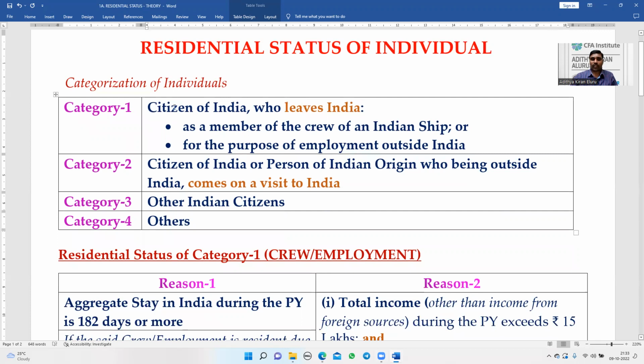The first category of people is outgoing people who leave India. The second category is incoming people who come on a visit to India. The third category is other citizens. These other citizens are neither coming to India nor leaving India for those two purposes. They may be leaving India for some other purpose, or they are staying in India only. This is the third category of Indian citizens, and the fourth category pertains to foreign citizens.